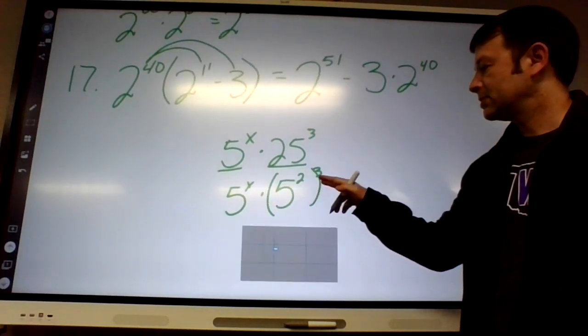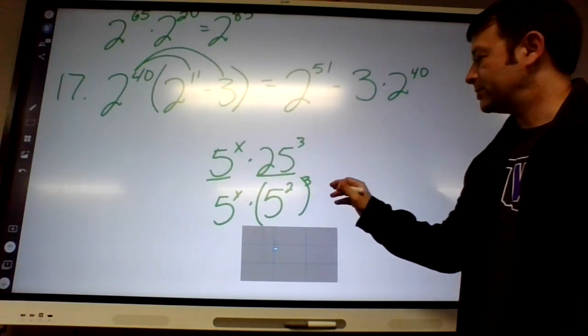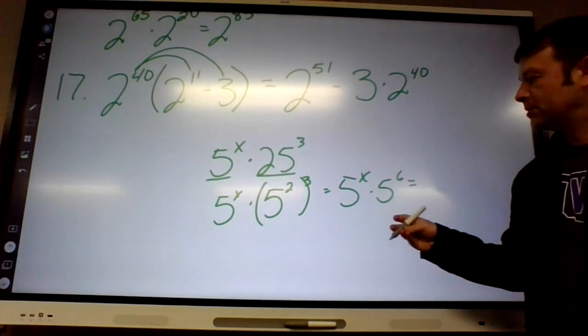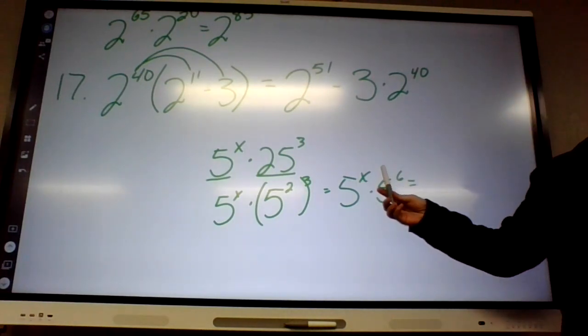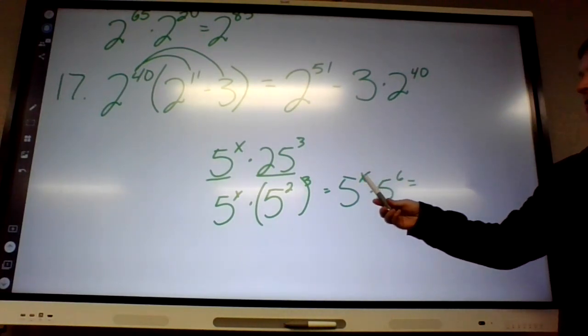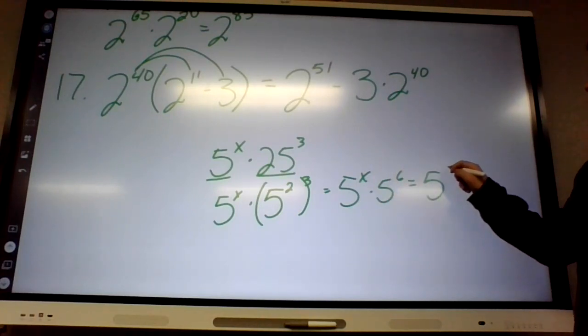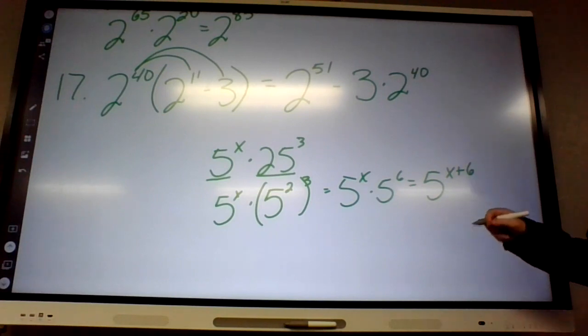So would that be 5x times 5 to the 6? Well, no. 5 to the 6x? No. What's the rule when you're multiplying the same base? Add. Right? 6 plus x. X plus 6.